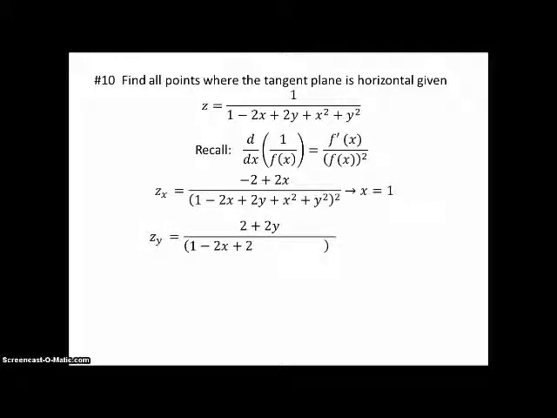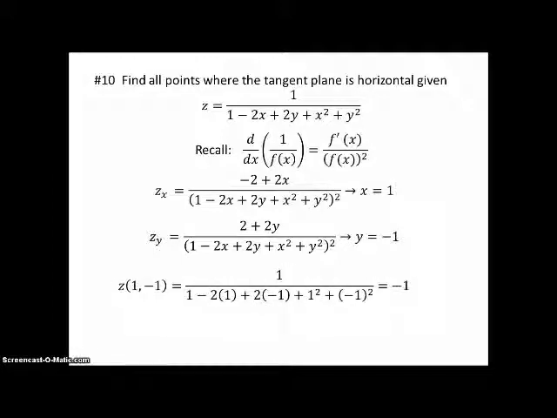Partial derivative with respect to y is the bottom squared again, and then the derivative of the bottom this time ignores all the terms except the 2y and the y squared, and solving that gives you y equal negative 1. Now we plug those values back into the original to get the z value, and the z value is -1. Hence, the tangent plane is horizontal at (1, -1, -1).